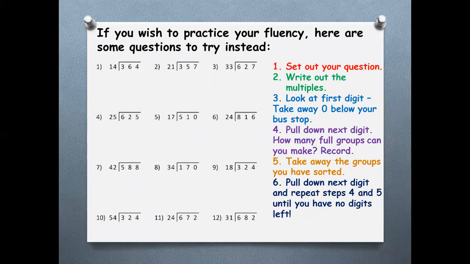So you set out your question, write out your multiples, look at your first digit and take away 0. That's always going to be the first bit of taking away that you do. Pull down that next digit. How many full groups can you make? Record it. Take away the groups that you've sorted. Pull down your next digit, and then you repeat 4 and 5 until you have no more digits left.